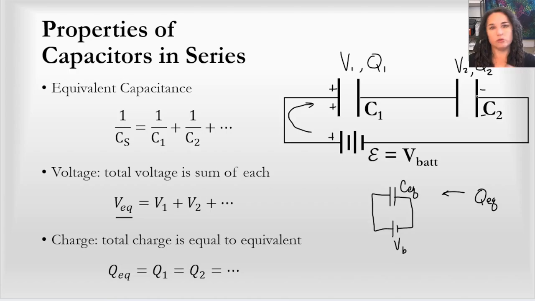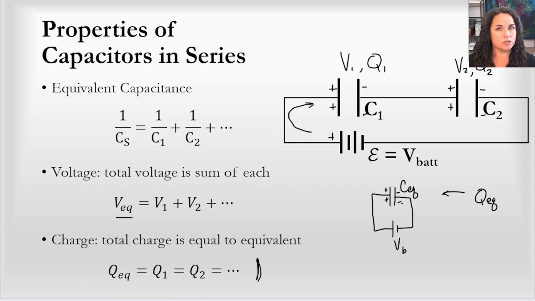Remember, Q net for the whole circuit is 0. So if I have 2 over here, there has to be 2 over there. Well, if there's 2 negatives there, then there must be 2 positives here. And if there's 2 positives there, there has to be 2 negatives here. And so we're seeing that all of those charges, Q1 and Q2, are equal to one another. And when I simplify it down, it'll be the same thing on the equivalent capacitor.